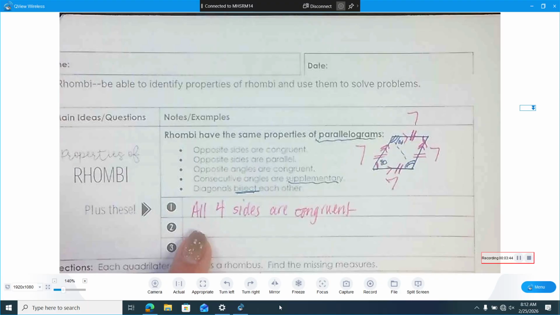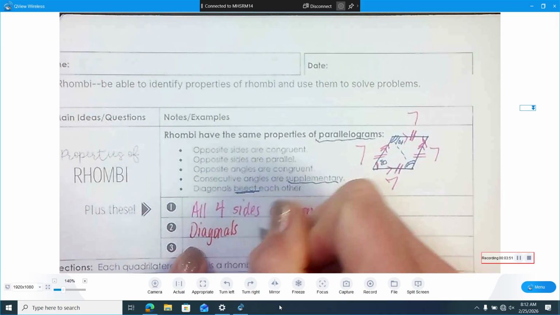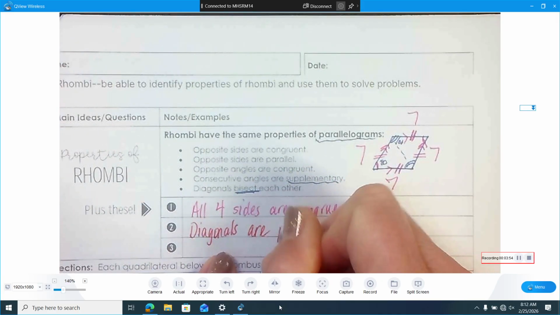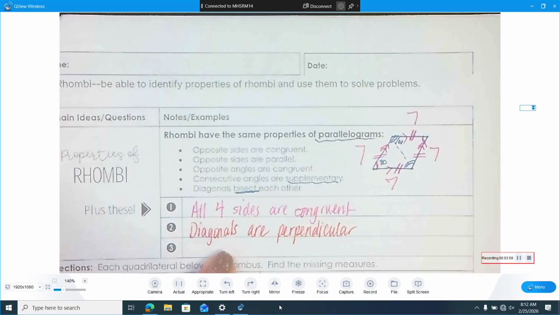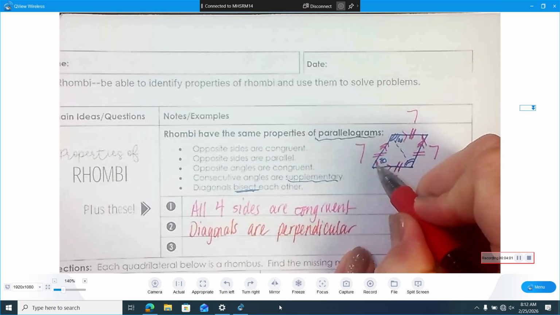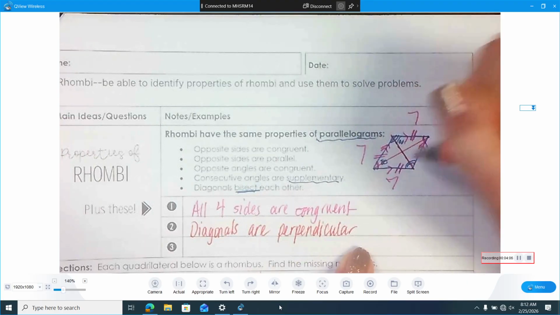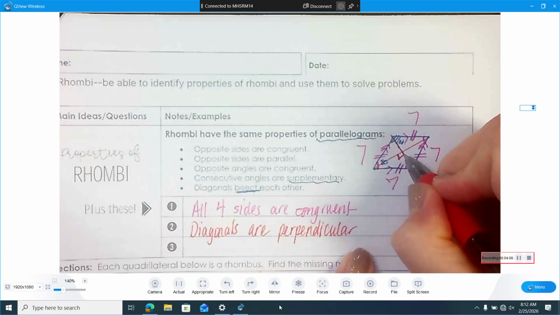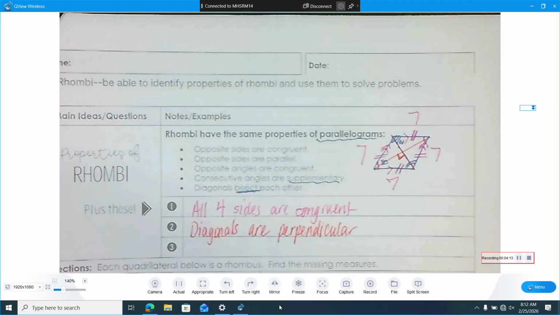Now, here's a very interesting thing. Diagonals are perpendicular. That's a big one right here. If I connect my diagonals, they are perpendicular, so they intersect each other at a right angle every single time, which is really pretty amazing. That's kind of cool. So we get a right angle there.